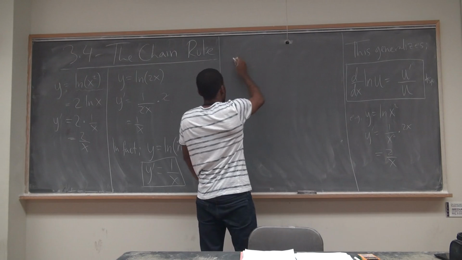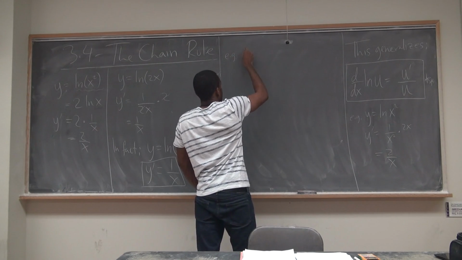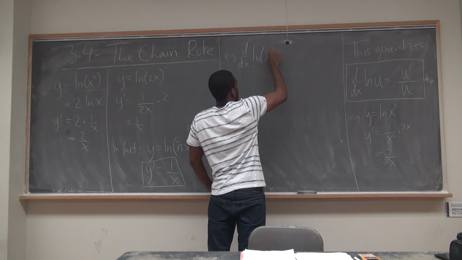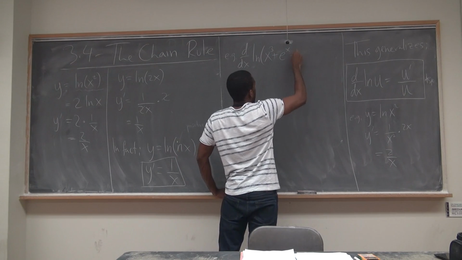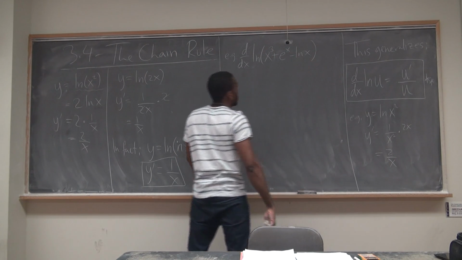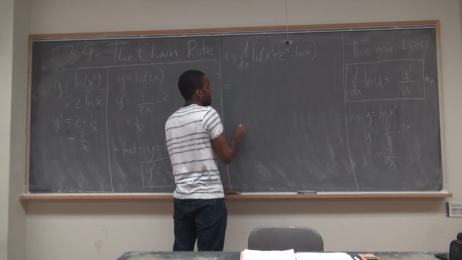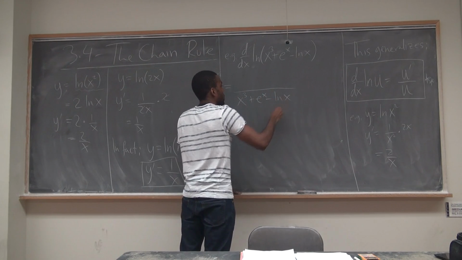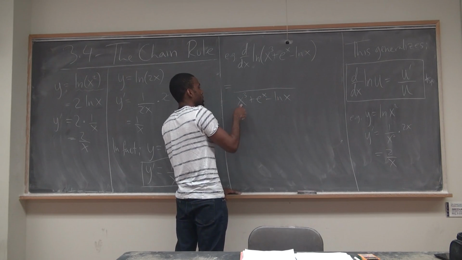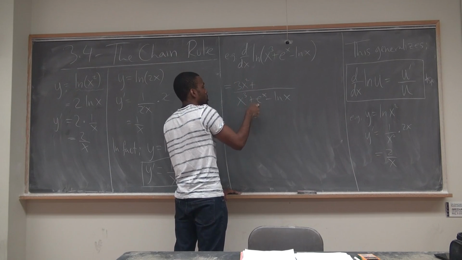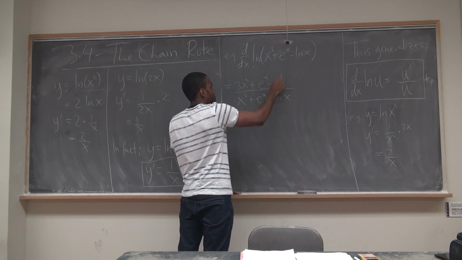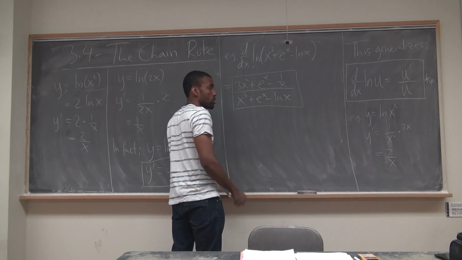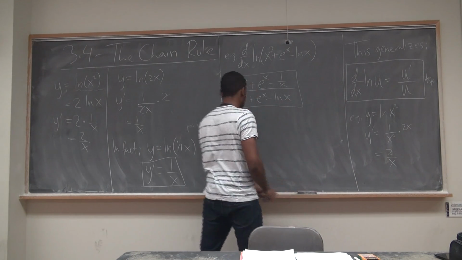And this general rule applies to anything of that sort. So I can ask, what's the derivative of ln of x cubed plus e to the x minus ln x? Well, you put that thing in the denominator, and in the numerator, you put its derivative. Derivative of x cubed is 3x squared. Derivative of e to the x is e to the x. Derivative of ln x is 1 over x. So it looks complicated, but the derivative is actually pretty easy once you have that formula at hand.